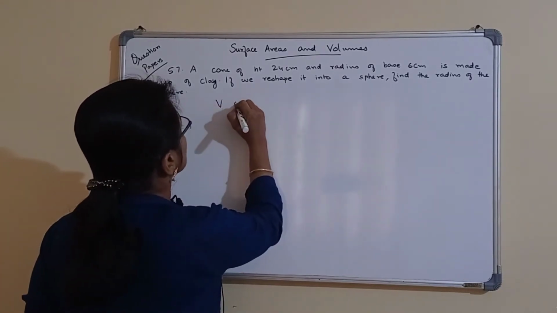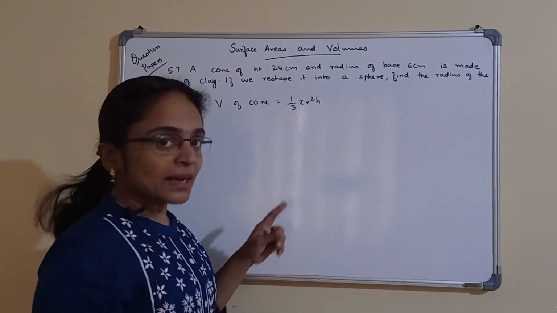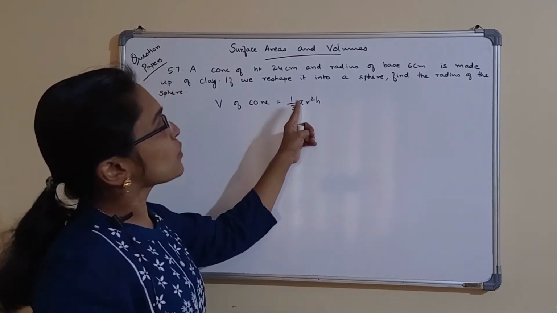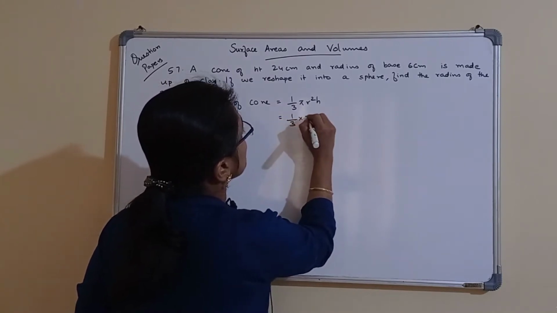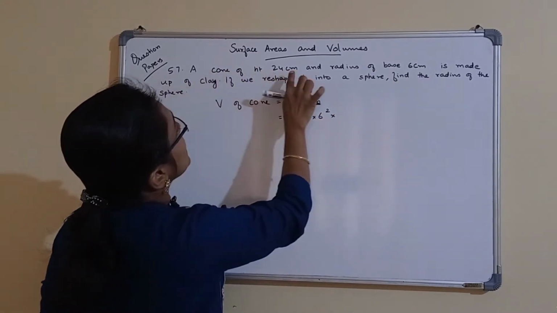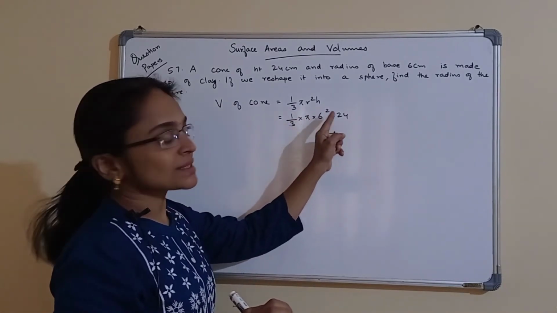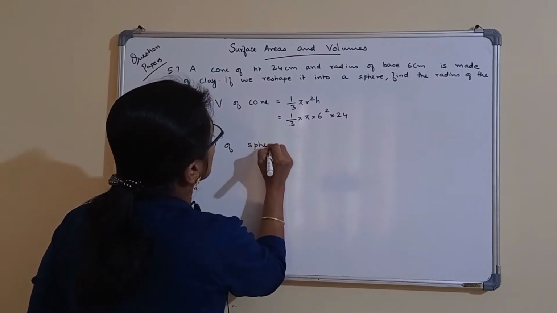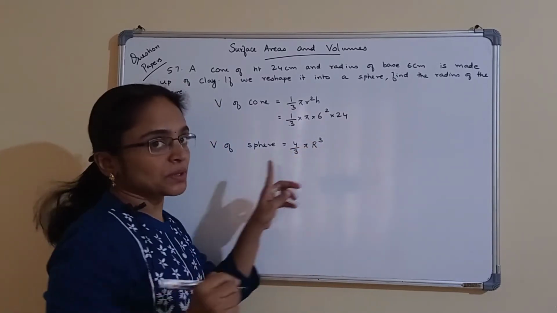So, the volume of cone is equal to 1 by 3 pi r square h. We can take small r and small h as the radius and height of the cone. So we will get this as 1 by 3 pi r square h, which is equal to 1 by 3 pi into 6 square into 24. And the volume of sphere, what is the volume of sphere? 4 by 3 pi r cube. We can take it as capital R.